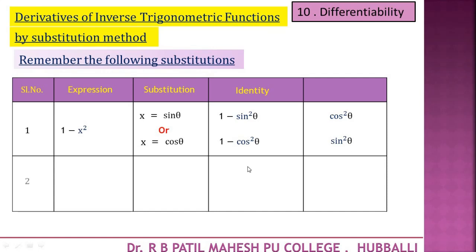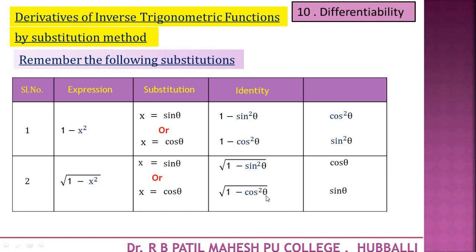Okay, second one, if you have root of 1 minus x square, then the substitution is the same, either you take sin theta or cos theta. It is just a root of these terms. Root of 1 minus sin square theta is root of cos square theta, just the square root of this, and it is written as cos theta. Or you can substitute x equal to cos theta. Okay, root of 1 minus cos square theta is nothing but sin theta.